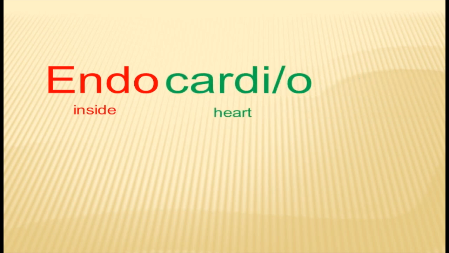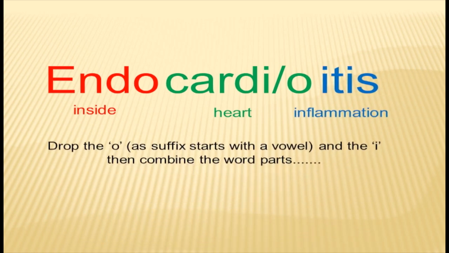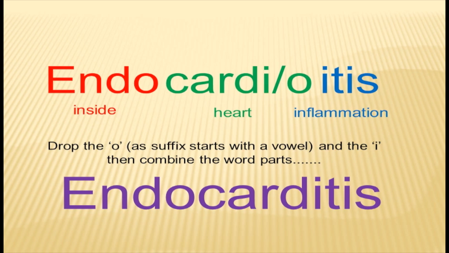Let's have a look at another one. Endo. Endo and N both mean the same. They both mean inside. Let's bring in the same root word and the same ending, the same suffix. So the same rules apply. We drop the O as the suffix begins with the vowel and the I, and the word becomes endocarditis. But this time it's inflammation inside the heart. So we had pericarditis, inflammation around the heart, endocarditis, inflammation inside the heart.